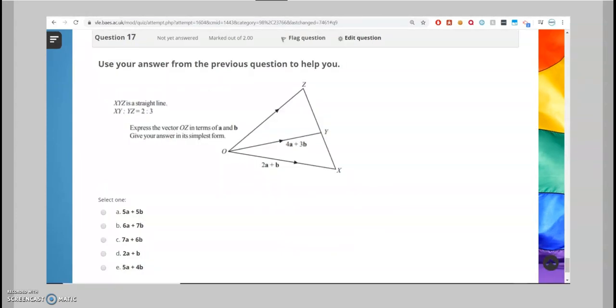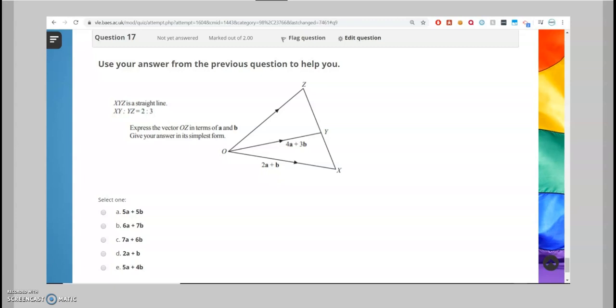We have another question on vectors that links to the previous one. So we've got to use the answer from the previous question to help us here. So we've got information which is x, y, z is a straight line. The ratio of xy to yz is 2 to 3. Express the vector OZ in terms of A and B. Give your answer in the simplest form.